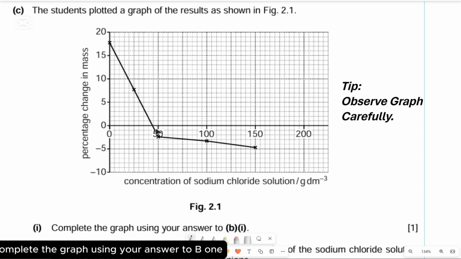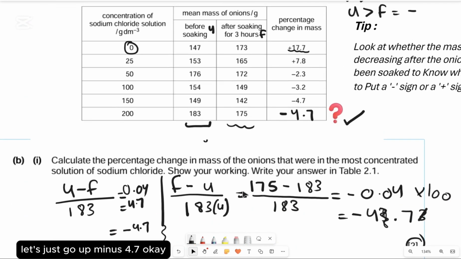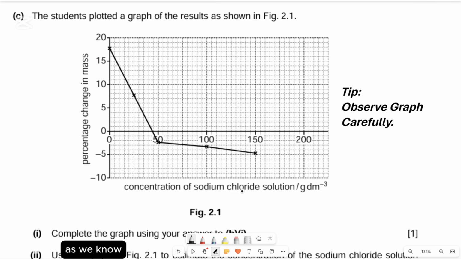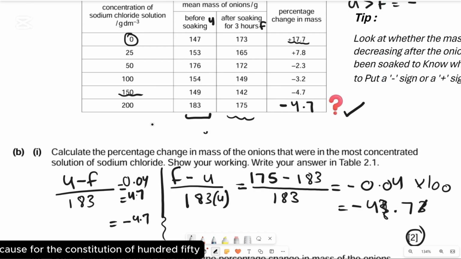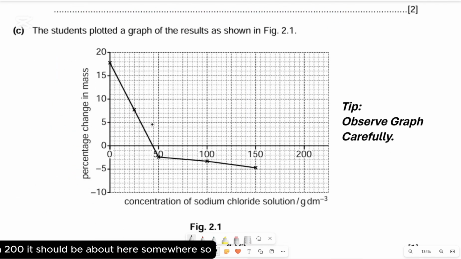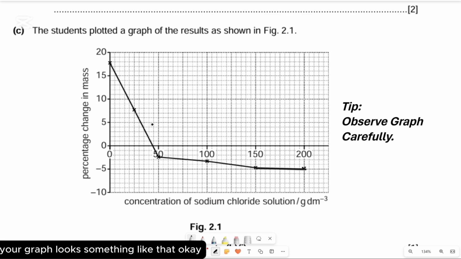Part 1. Complete the graph using your answer to B1. Now what did we get as the answer in B1? Let's just go up. Minus 4.7. So we just need to locate minus 4.7. As we know, minus 4.7 was the same as the previous one, because for the concentration of 150 we also got minus 4.71. So we just have to put it in line to that. So for 200, it should be about here somewhere. So something like that. So your graph will look something like that.